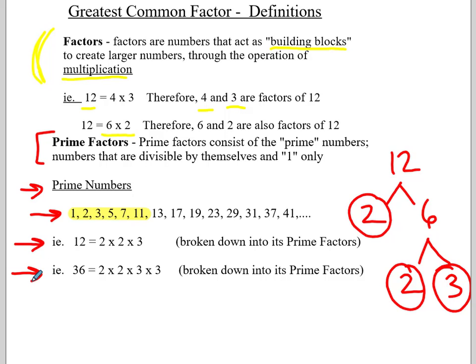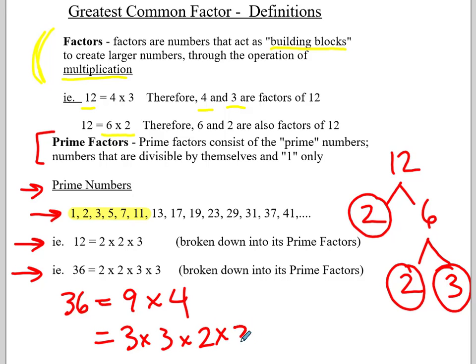You can take as many lines as you need to break these down. 36, for example, you might do it this way: 36 equals 9 times 4, and then you might break the 9 down into 3 times 3, and the 4 into 2 times 2. That's totally fine.